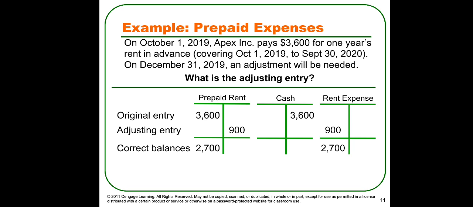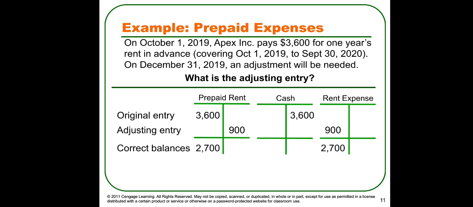In this example, the situation is like this: the business pays the rental 3,600 at 1st of October. After that, the business can use the space or building for 1 year. It is an asset, because the business will get benefit in the future. So you have to record it as an asset. The name of the asset is prepaid rent.